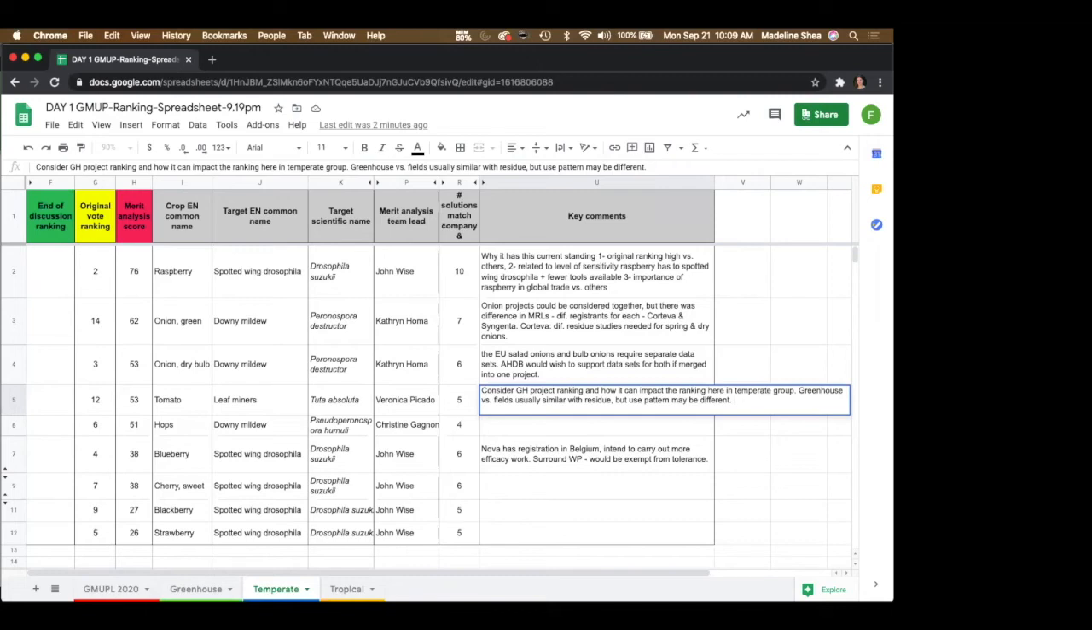In addition, there may also be a different use pattern between temperate and tropical. Now, overall, regardless of which one of those ends up generating the most residues, at the end of the day there's only going to be one MRL, and that's going to be the one with the highest residues. So at this point in time, I would not encourage the thought of merging them across the greenhouse versus temperate versus tropical.